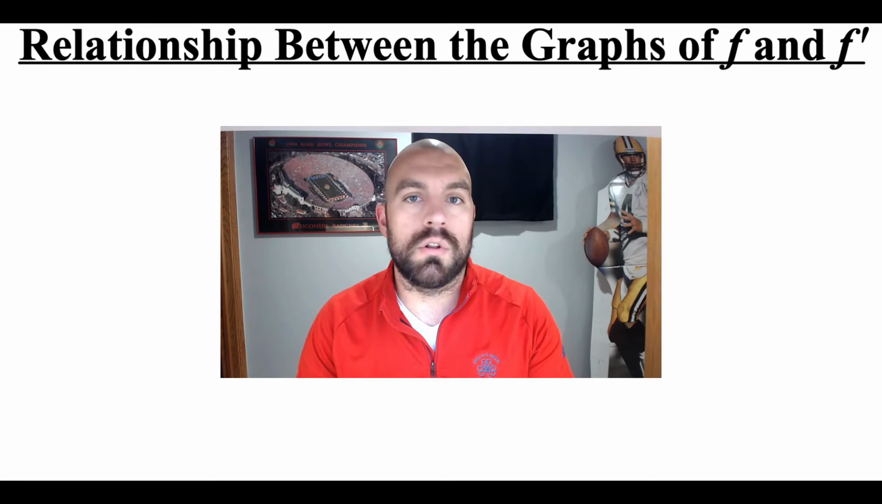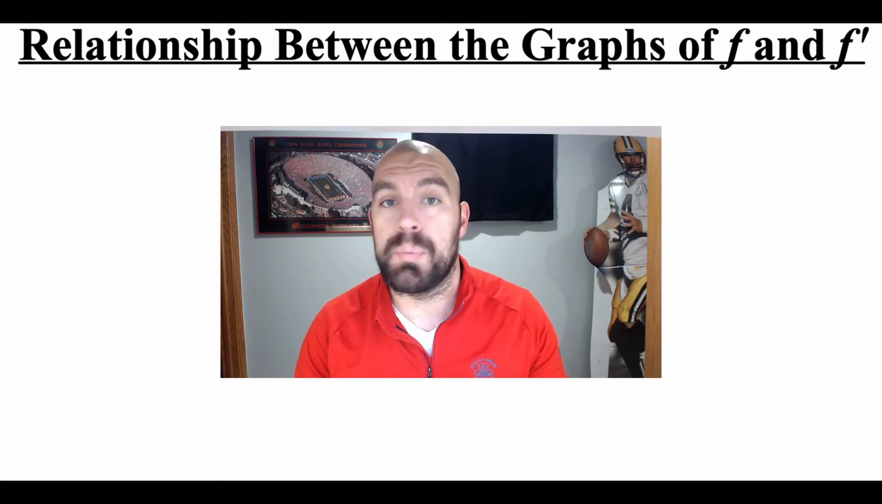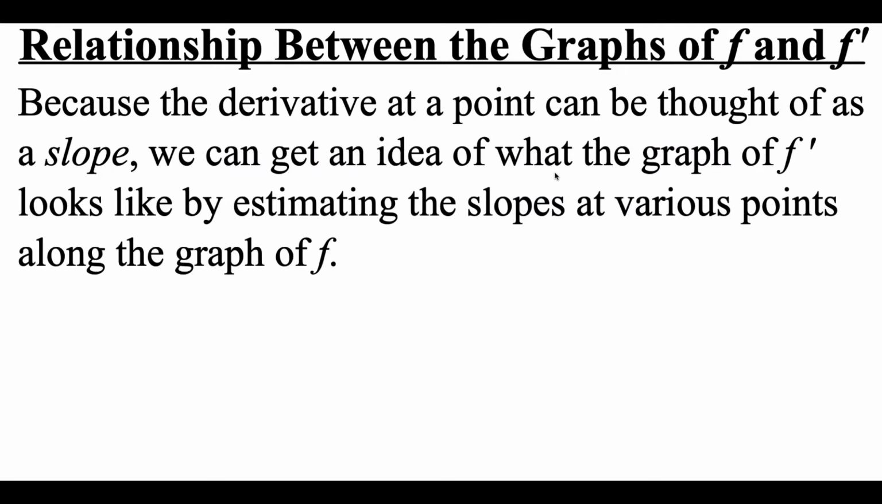In this video, we're going to look at the relationships between the graph of our function f and f prime. Because the derivative at a specific point can be thought of as a slope, we can get a pretty good idea of what the graph of f prime looks like by taking a look at those slopes at different points along the graph of f.